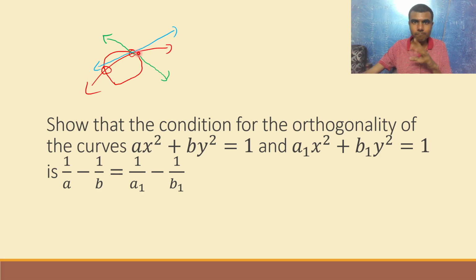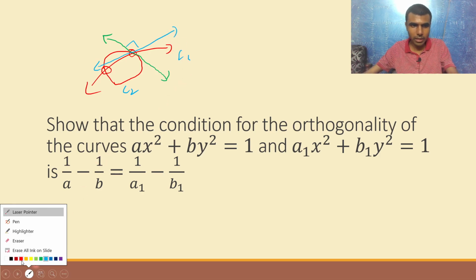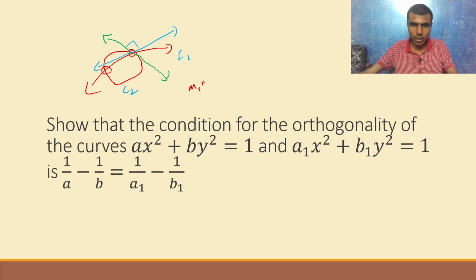Let me mark it as C1 and C2. C1 is my first curve and C2 is the circle. Now when we say that these two intersect orthogonally, it means that at the point of intersection, the angle between the tangents is 90 degrees. That means the slope of tangent 1 into slope of tangent 2 is minus 1, M1 M2 equal to minus 1. You must have studied this in straight lines. Whenever two lines are perpendicular, then M1 into M2 equal to minus 1.